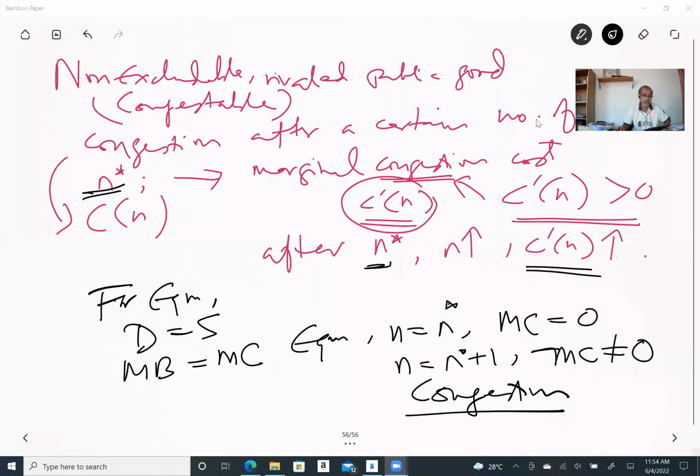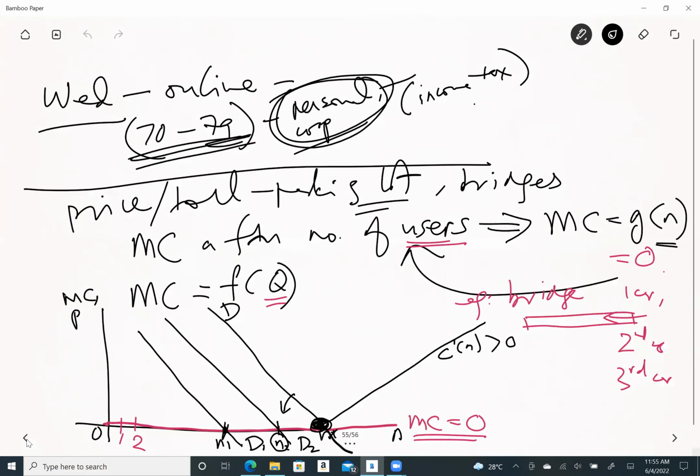So the optimum point would be the intersection between the demand and the supply function, or the marginal benefit and marginal cost, at the point N star. Okay, it's the last point. That's the last point before congestion will arise.